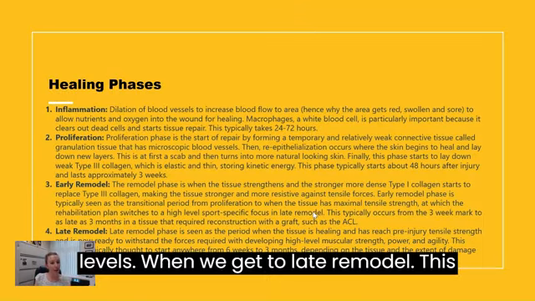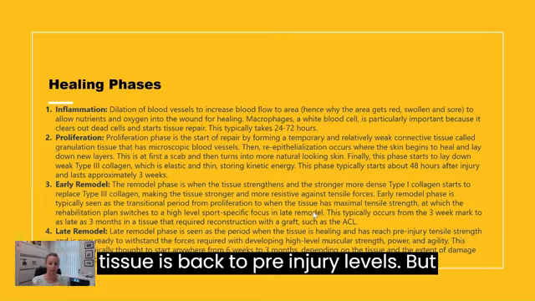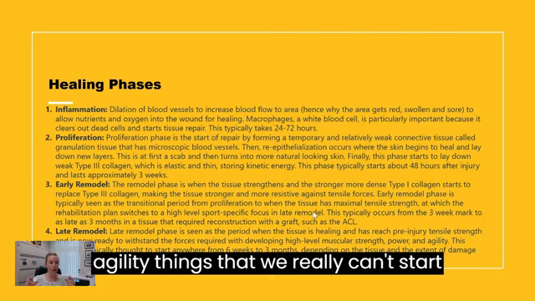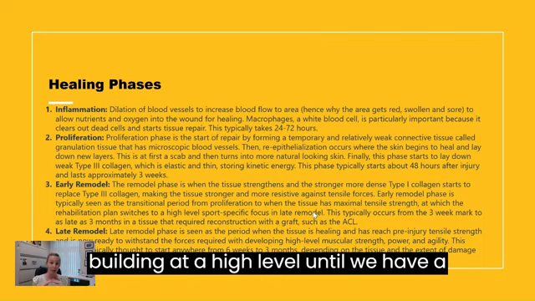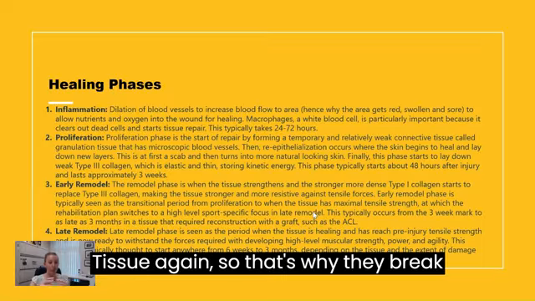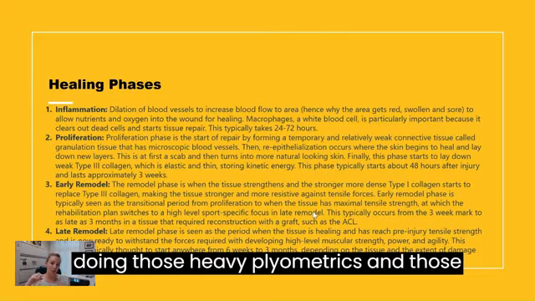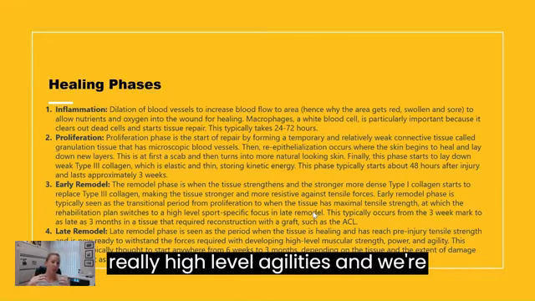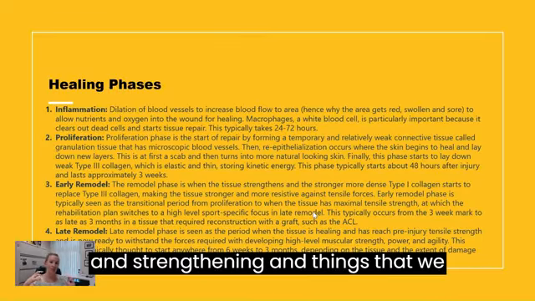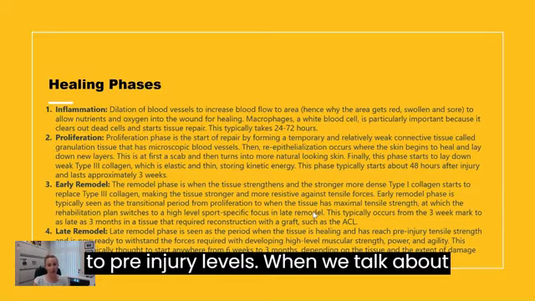When we get to late remodel, this is when we're fully strong. We think the tissue is back to pre-injury levels, but now we need to build that power and the agility, things that we really can't start building at a high level until we have a fully strong tissue again. So that's why we break this into early and late remodel. Late remodel is when we're going to be doing those heavy plyometrics and those really high level agilities, and lots of power exercises and strengthening, things that we should not do until that tissue is back to pre-injury levels.